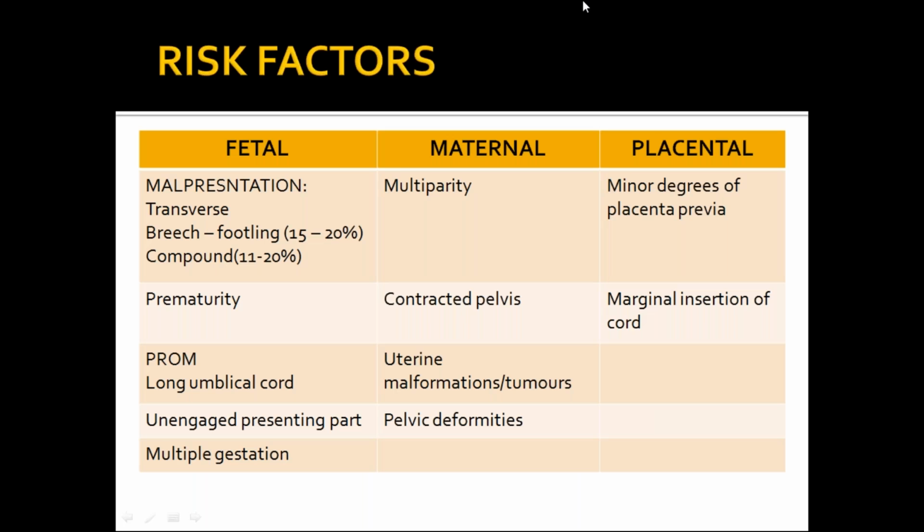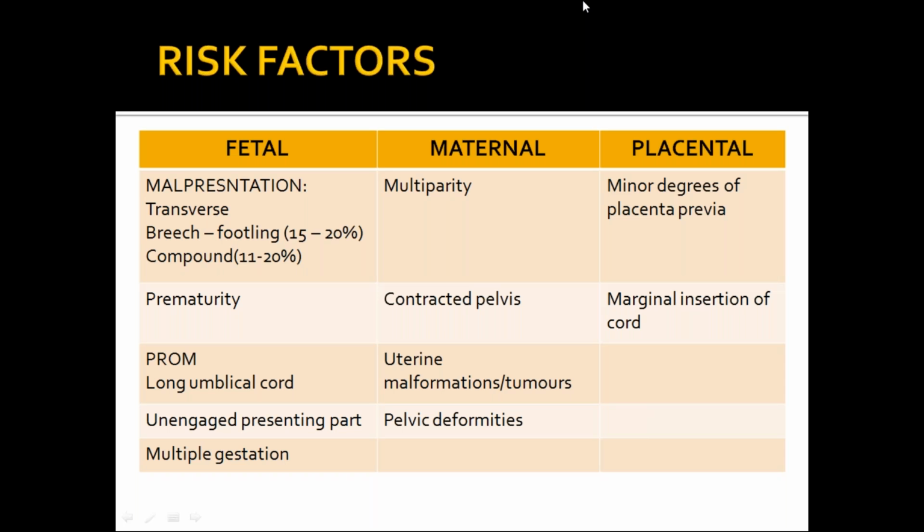And what are the risk factors for why this cord prolapse will come? For whom will it come? See, the fetal risk factors: the presenting part, which is present below, occupying the lower pole of the uterus, should be tightly fit with the pelvic cavity. Otherwise, what will happen? There will be a gap. If it is not tightly fit, there will be a gap that leads to chances for cord prolapse.